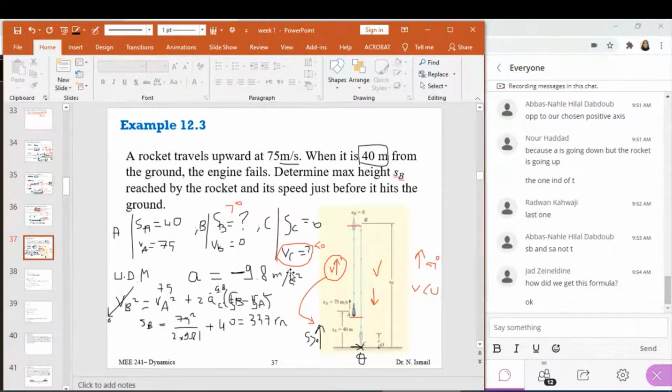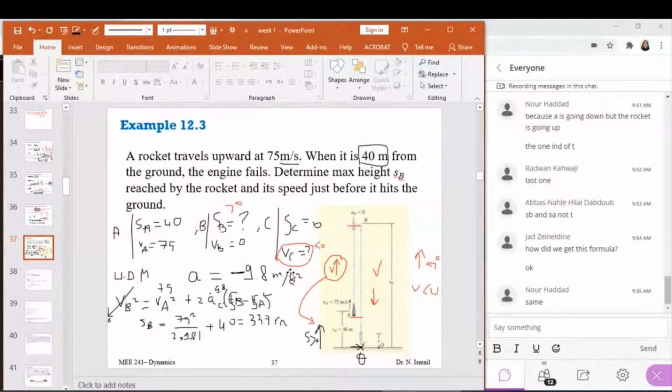How can I find VC? The same equation, perfect, because it's also independent of time. So guys, I'm gonna find VC using the same equation. Now this equation could be applied between A and C or between B and C. It's up to you. If you're not sure about your answer for SB, you can apply it between A and C.